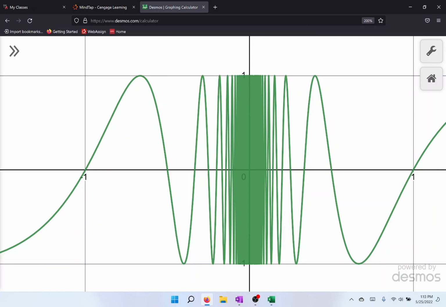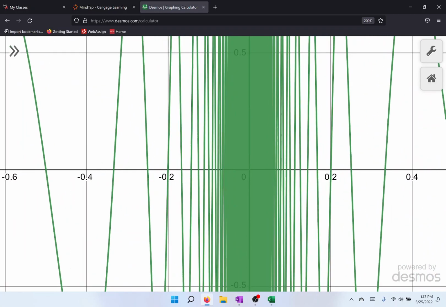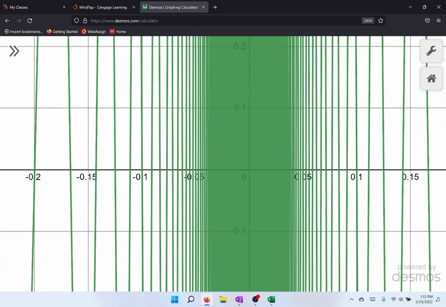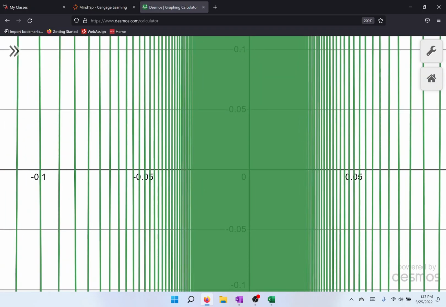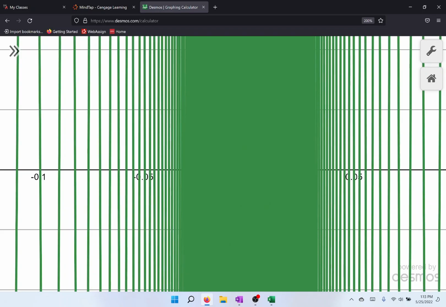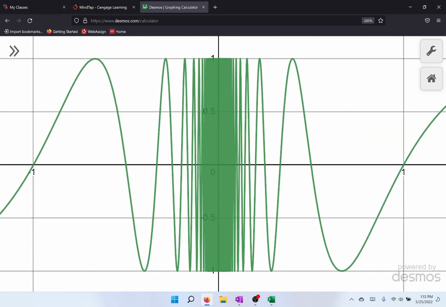In fact, if I were just to keep zooming in and zooming in and zooming in, it seems as if the closer and closer I get to 0, the more and more that this function oscillates in between -1 and 1. In fact, it's really hard for me to even zoom out. All right, so let me go ahead and copy and paste this into our notes.